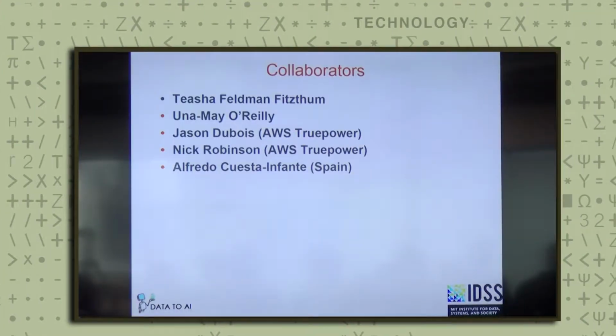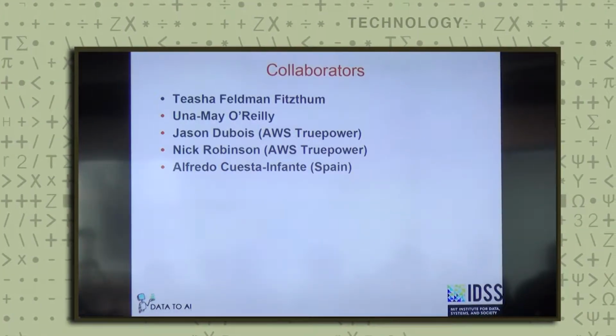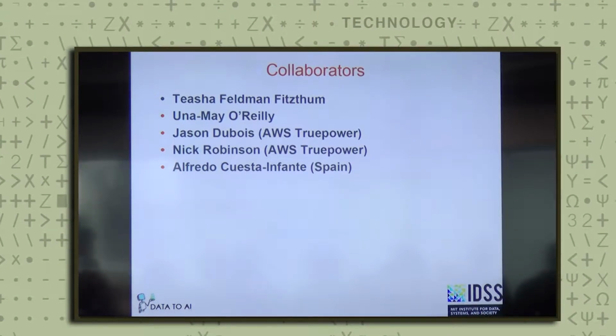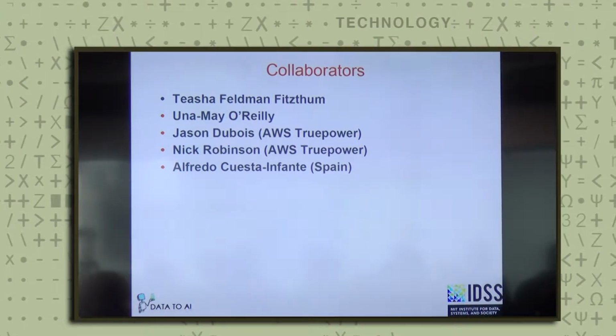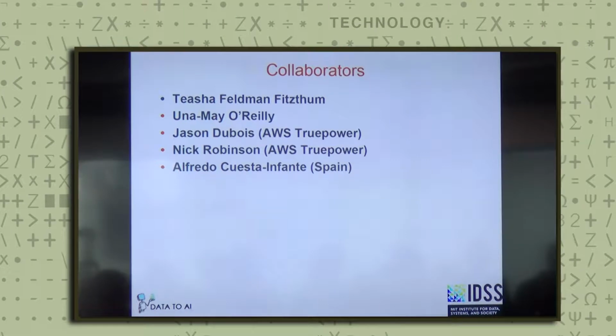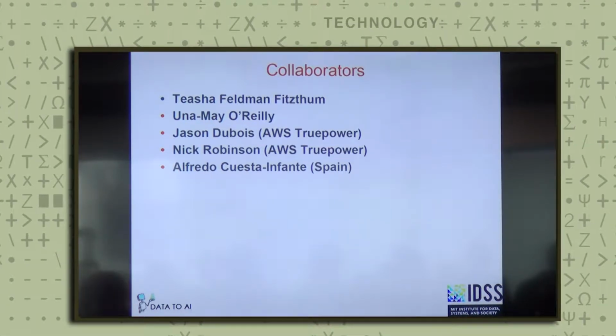There are a lot of collaborators on this project. Tisha was the primary student who worked on this project. She was my student. She then went ahead and started a company on this concept, and I'll share that information as well.